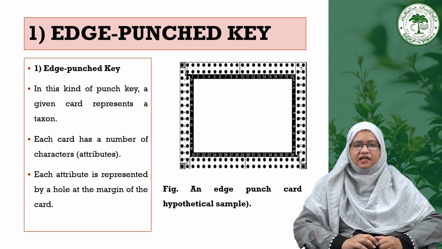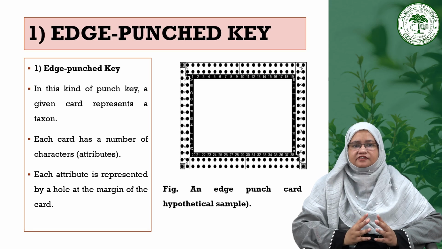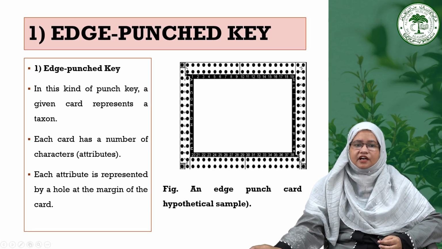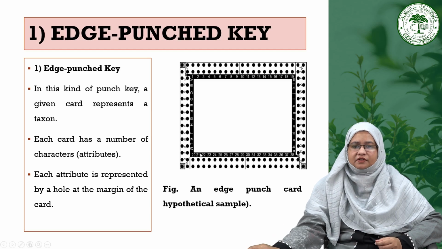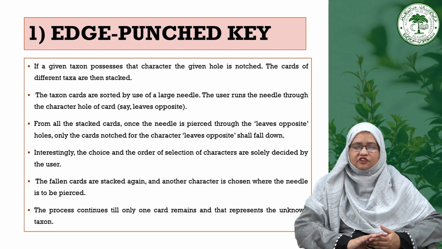The first one is the edge punched key. As you can see here in the multi-access key, the first one is the edge punched key. In this kind of punch key, a given card represents a taxon, and each card has a number of characters or attributes, and each attribute is represented by a hole at the margin of the card. As you can see, these are the different types of holes. This figure shows the edge punch card, and if a given taxon possesses that character, the given hole is notched.